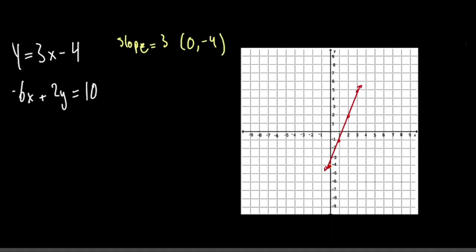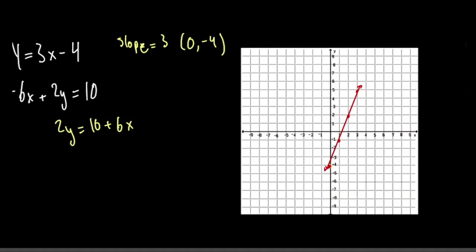Now, for the other line, negative 6x plus 2y equals 10, let's put that into slope-intercept form, right? y equals mx plus b. So we have negative 6x plus 2y equals 10, so I'm going to get the y by itself by adding 6x to each side. So we're going to get 2y equals 10 plus 6x, right? Because negative 6x plus 6x is just 0, so we can remove it from that side, right?